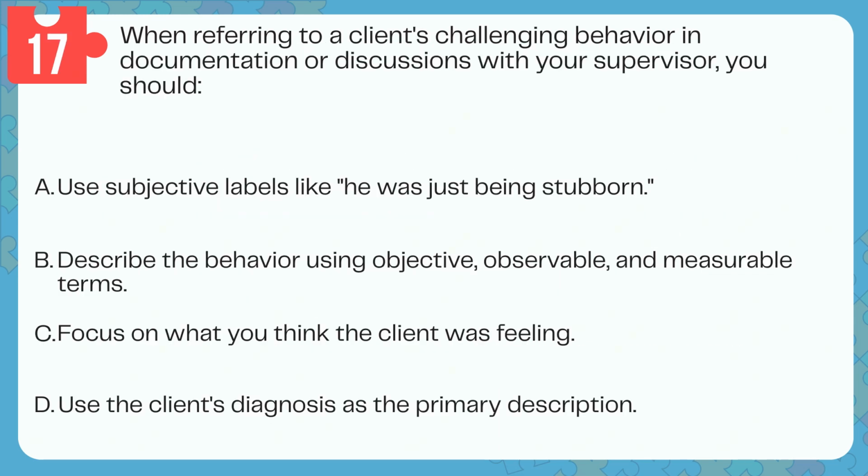Question 17. When referring to a client's challenging behavior in documentation or discussions with your supervisor, you should: A. Use subjective labels like he was just being stubborn. B. Describe the behavior using objective, observable, and measurable terms. C. Focus on what you think the client was feeling. D. Use the client's diagnosis as the primary description.